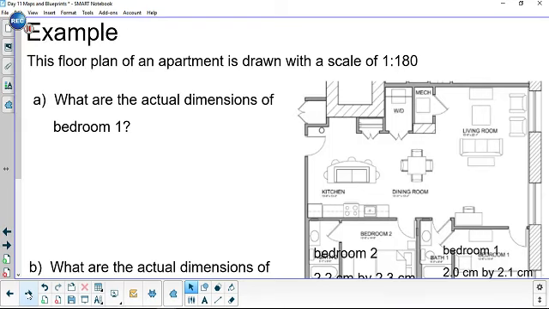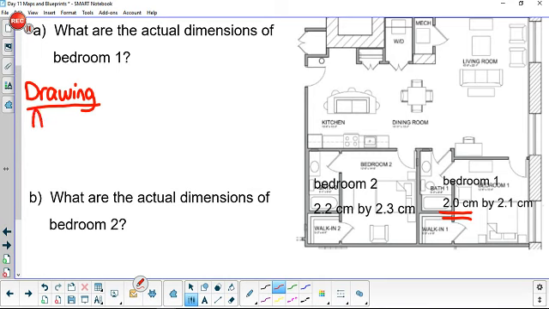So this is a floor plan of an apartment, and it's drawn with a scale of 1 to 180. We want to determine what the actual dimensions are of bedroom 1. So if we look here, first dimension of bedroom 1 is 2 centimeters. Remember, scale drawings are always the drawing to the actual. And it was 1 to 180. The first dimension here is 2 centimeters. So we want to find what the actual dimension of that bedroom is.